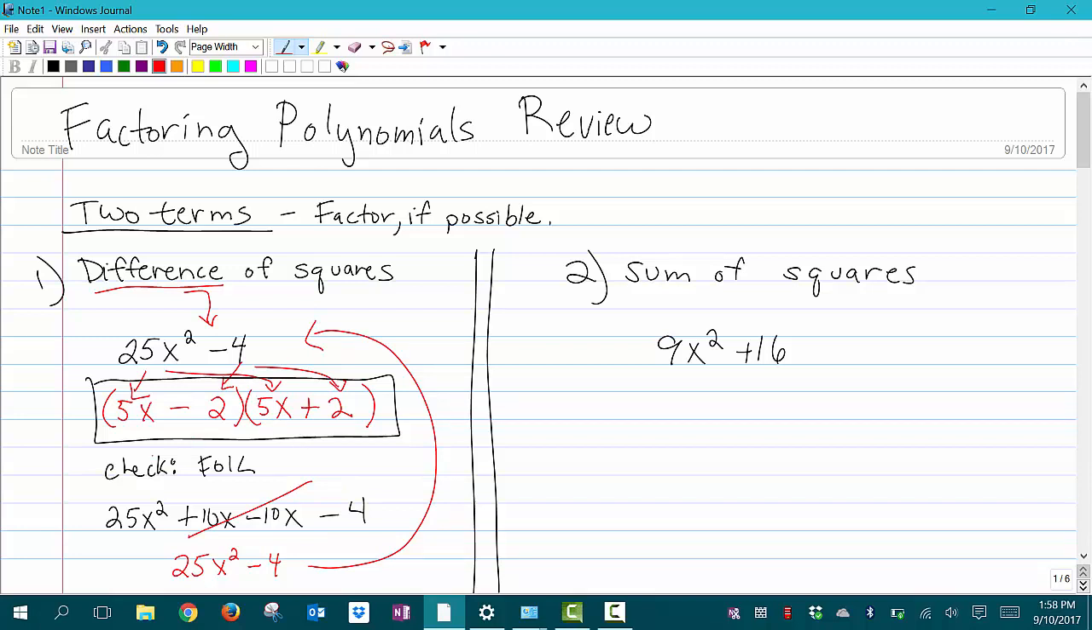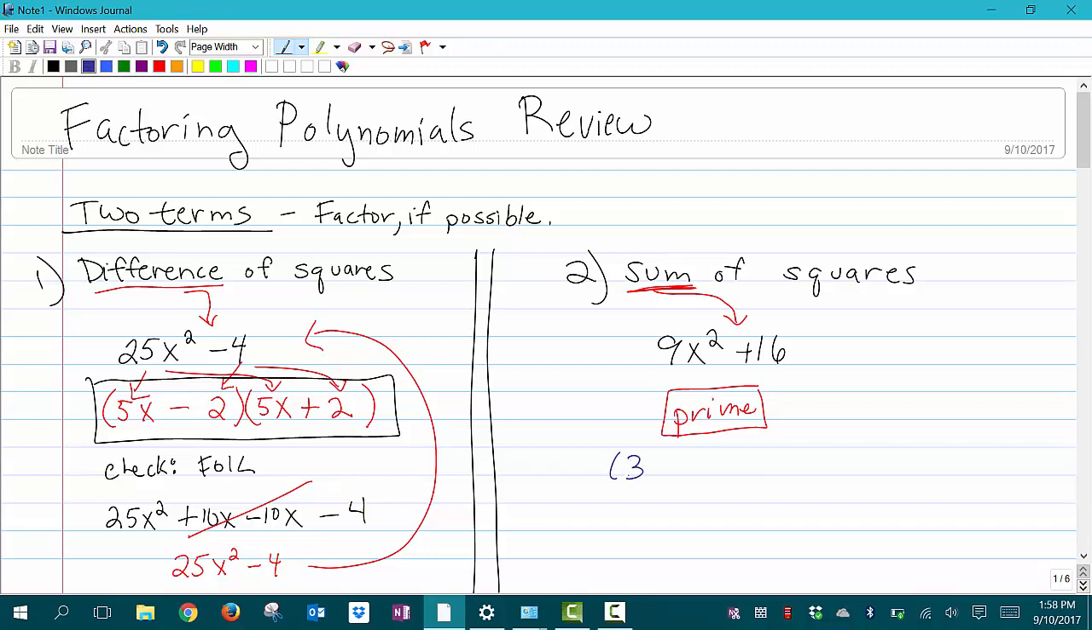If we have two terms, we could also have the possibility that we have a sum of squares. So we have two perfect squares that are being added together. In this case, we would say that this cannot be factored further. This is prime. So there is no way to factor 9x squared plus 16.